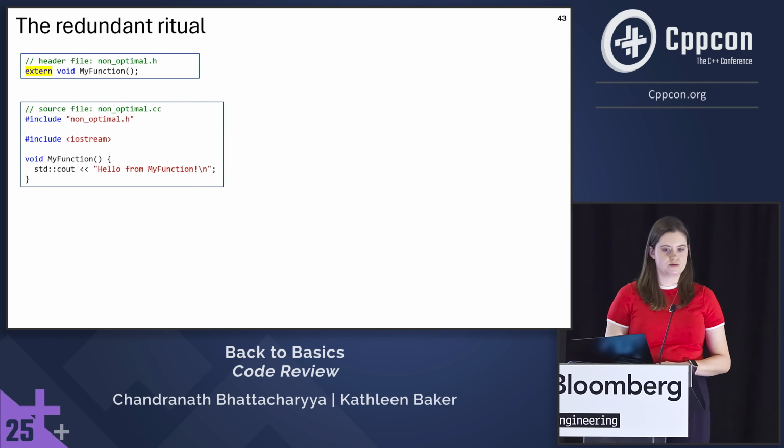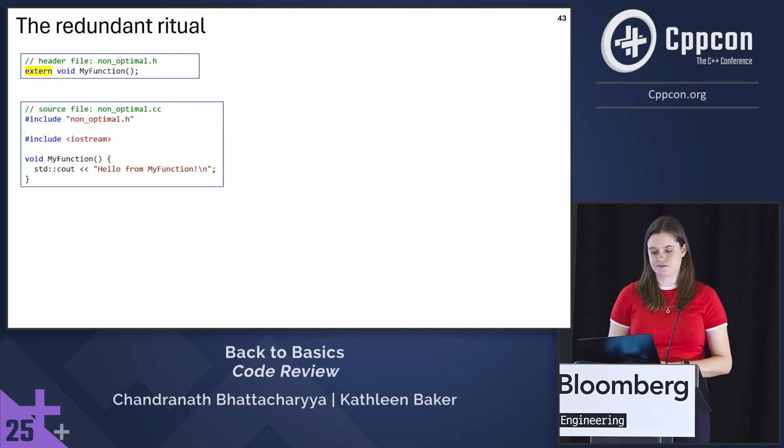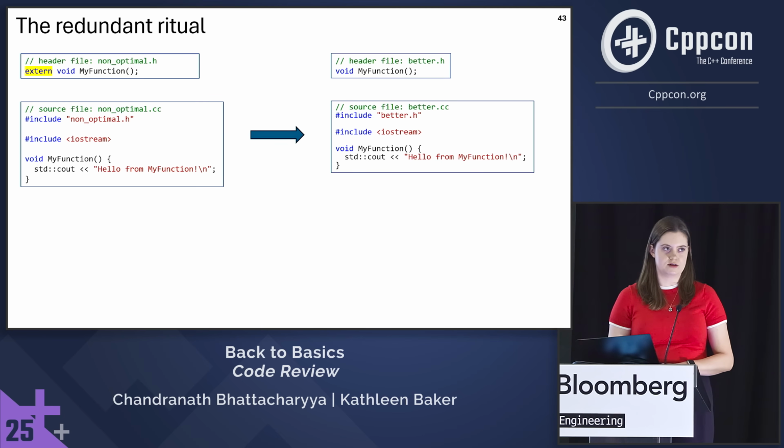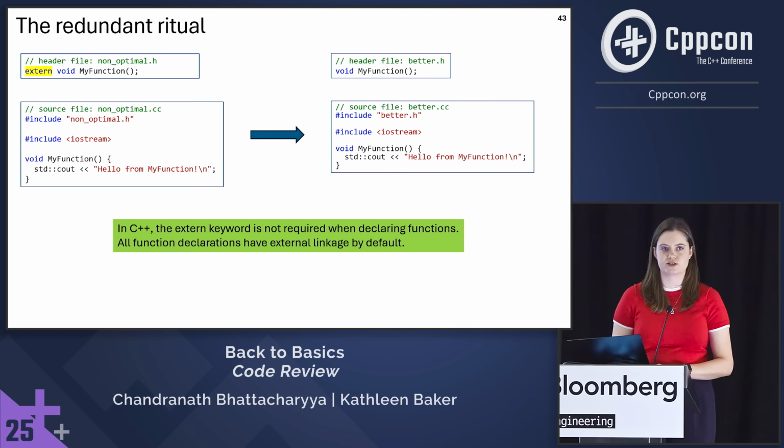Next, the redundant ritual. We have a header file here, and we're declaring an extern myFunction, and we've defined it in the source file. It's better not to declare the function as extern. Extern isn't required, as functions already have external linkage by default, so this is redundant.